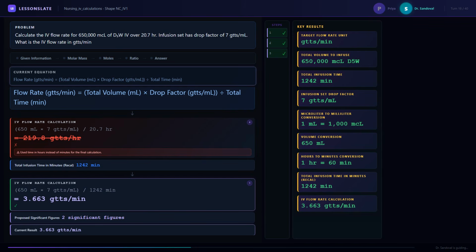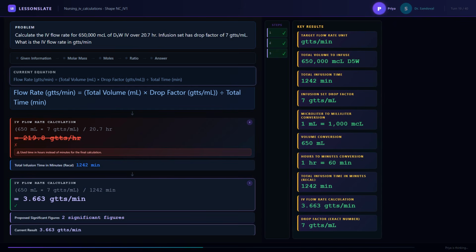That's a very good thought about precision, Priya, and it's excellent you're considering significant figures. However, the drop factor of 7 drops per milliliter is typically considered an exact count that defines the tubing, not a measured value that limits the precision of your calculation. It won't be the one determining our significant figures. Instead, let's look back at the actual measured values in the original problem. The volume of 650,000 microliters and the time of 20.7 hours. How many significant figures does each of those measured values have?